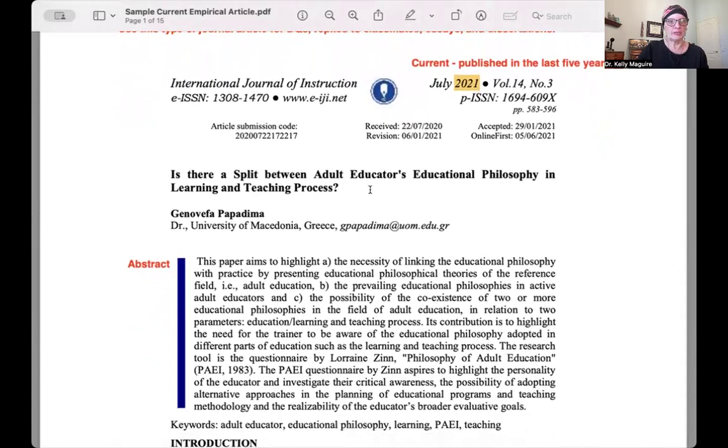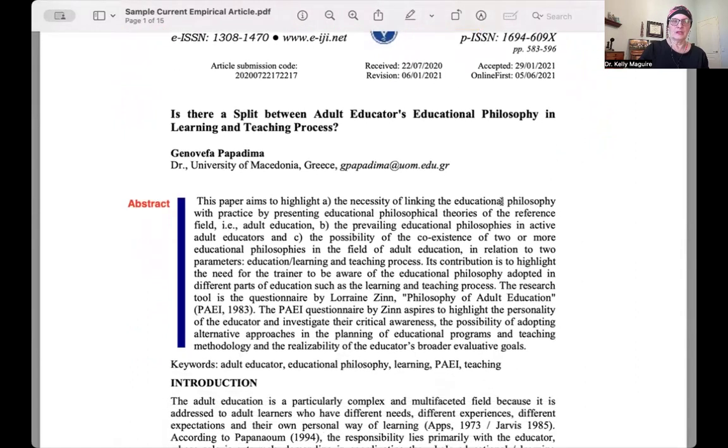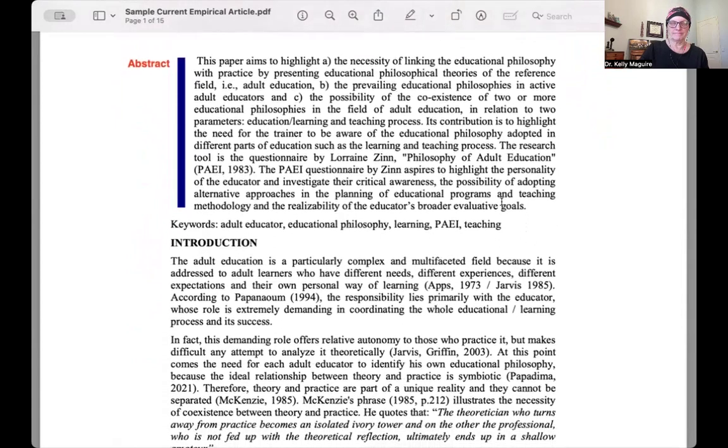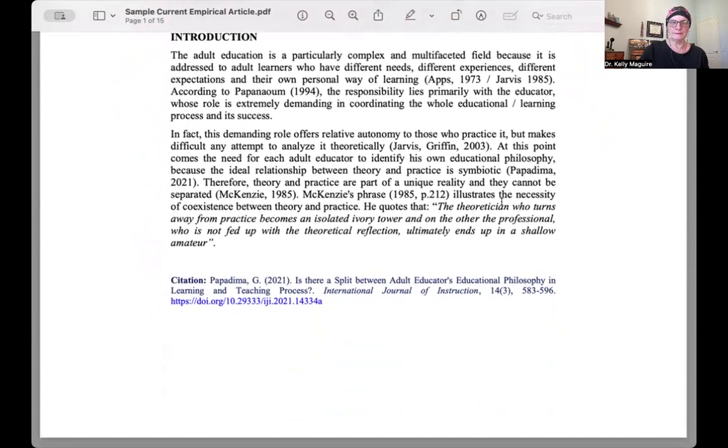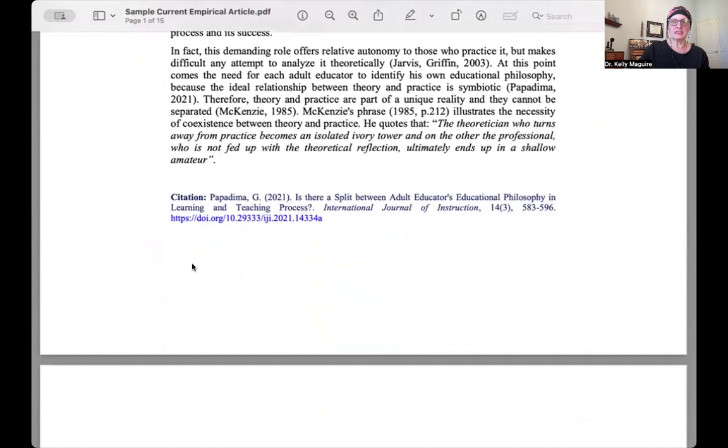Is there a split between adult educators' educational philosophy in learning and teaching process? We know it was published in the International Journal of Instruction, volume number 14 and issue number 3. So we can see that it's got an abstract. And if we scroll down here, we also see the citation. I want you to notice this, and a lot of articles will do this. And unfortunately, they're not always in APA 7 formatting.